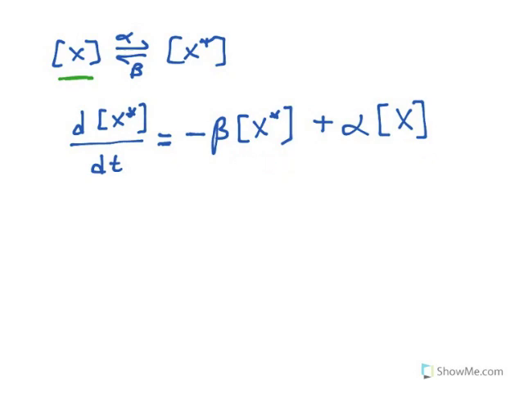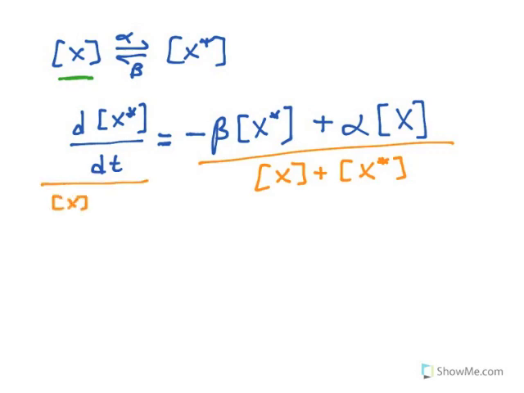So you'll note now that this equation has two variables, whereas before we just had one variable x. So we have the concentration of X star and the concentration of X. And I'm going to simplify this equation by dividing both sides by the total amount of protein X, regardless of its state. So dividing both sides by the concentration of x plus the concentration of x star. And when I do this, I'm going to get d x star over x plus x star.